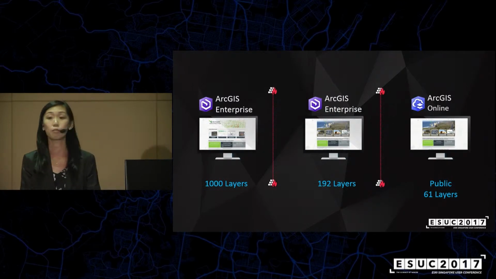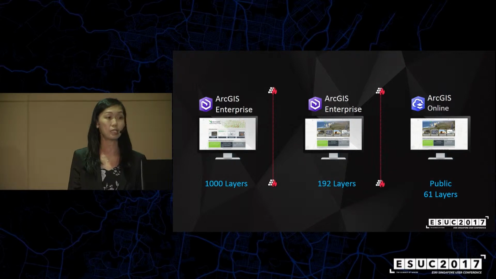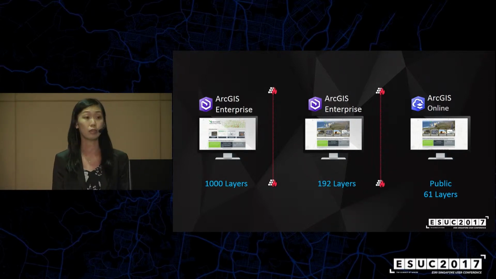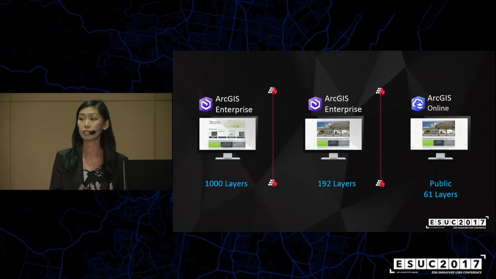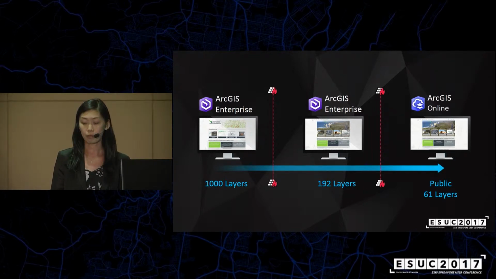Now this slide summarizes what I've talked about earlier, where an organization that maintains 1,000 layers may share a subset of their data to another organization, and then this organization may then again share out another subset of the data to their online portal. It is a one-time setup, and it ensures that each portal has close to updated information in real time.